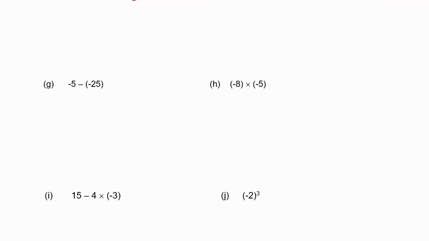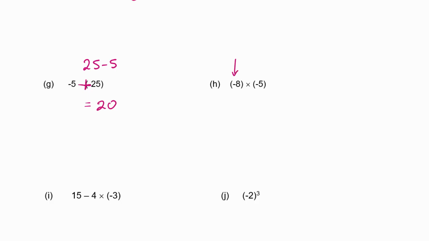Here we do have adjacent signs because the bracket doesn't count. There's no number in between them. Two negatives become a positive. So that's -5 add 25, which is exactly the same as doing 25 take away 5. And so the answer to that one is 20.